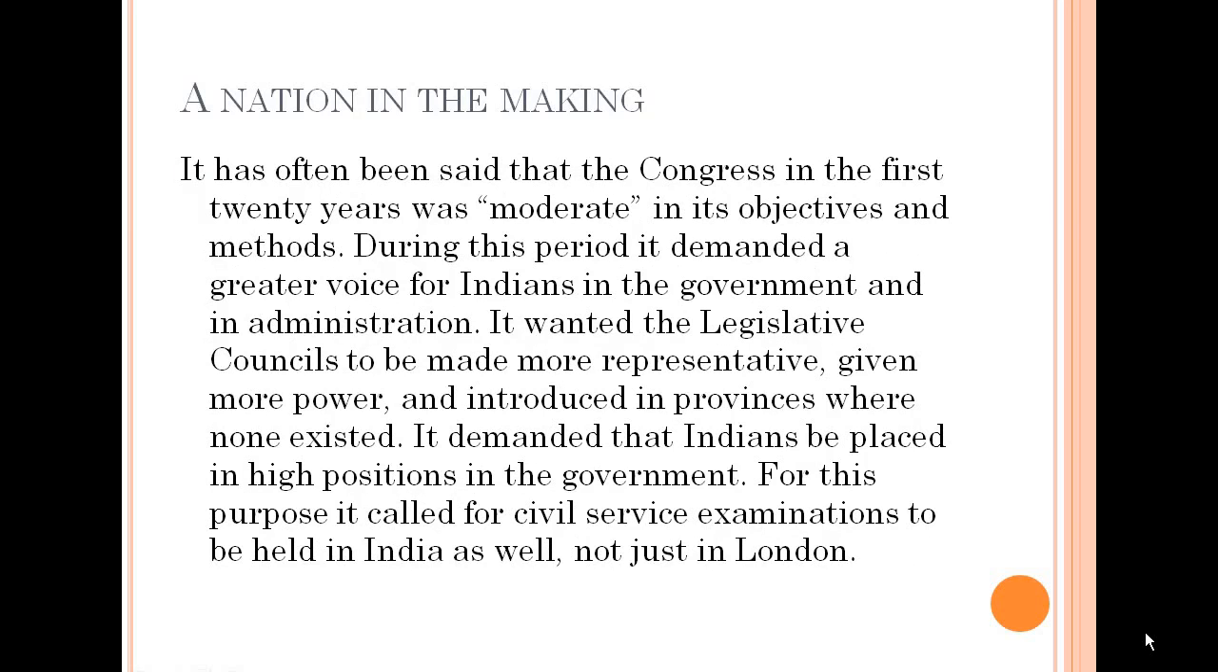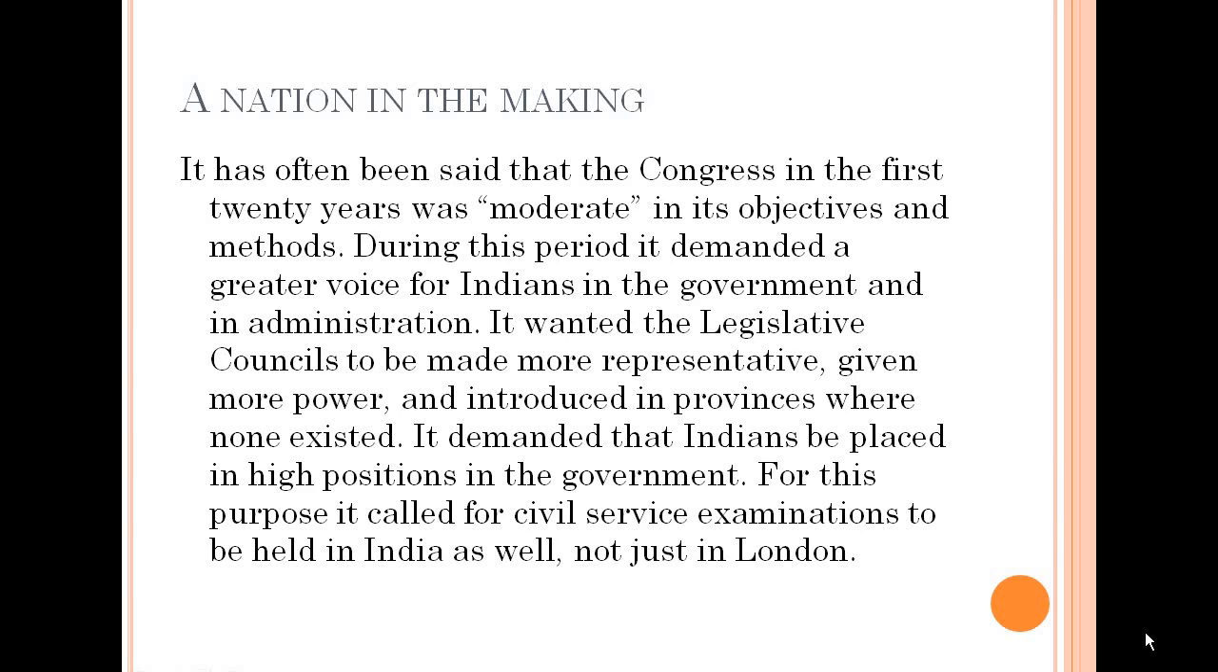Basically, Congress was one of the parties that stated they would bring this nation into the making, and they would find Swaraj in some way. They wanted this feeling of independence to be in the hearts of people, and for them to start fighting for it. So it was their movement for a nation in the making.